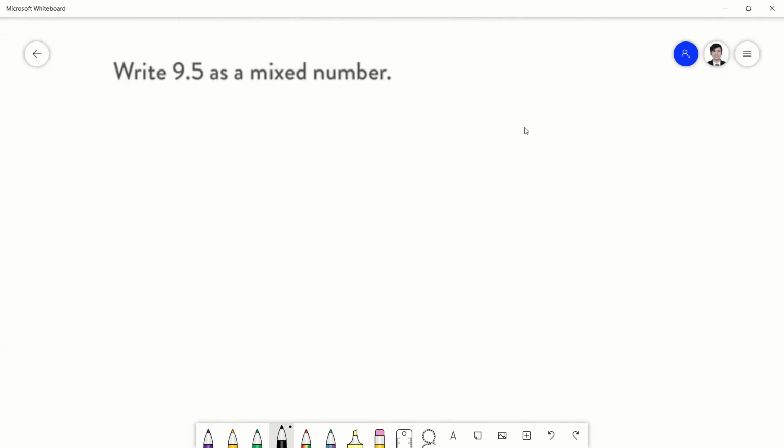How about 9.5? We are asked here to rewrite it as a mixed number. The 9 is our integer, and then you have 0.5, which is in the tenths place. That means the denominator would be 10, and then you put 5 on top.